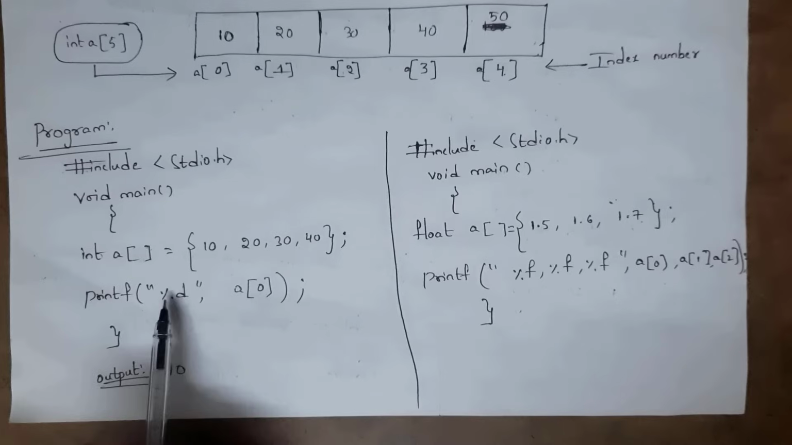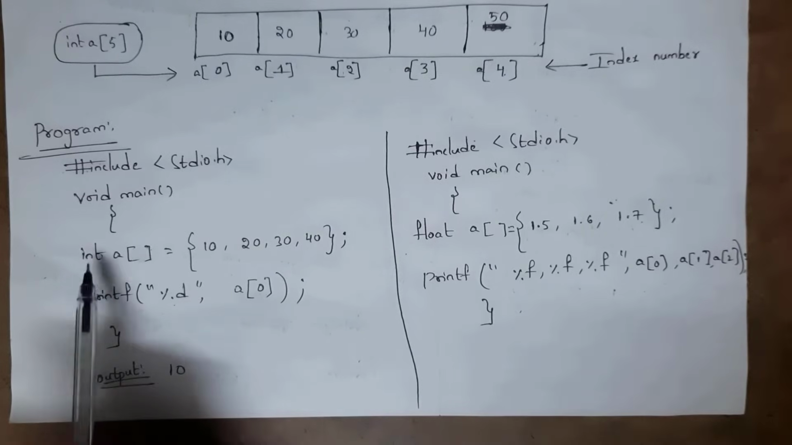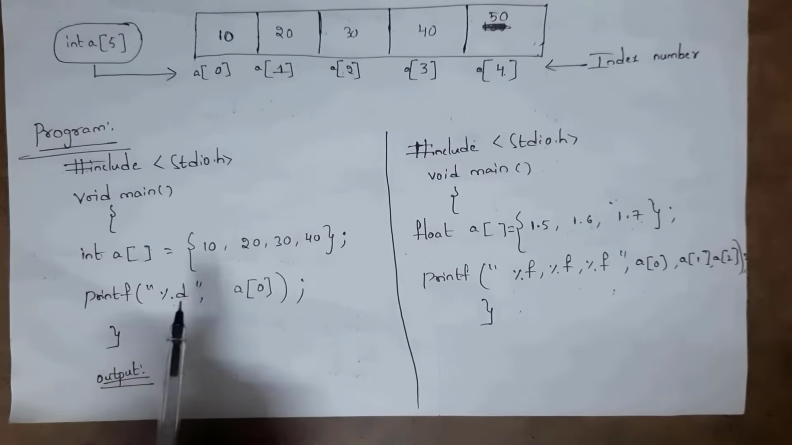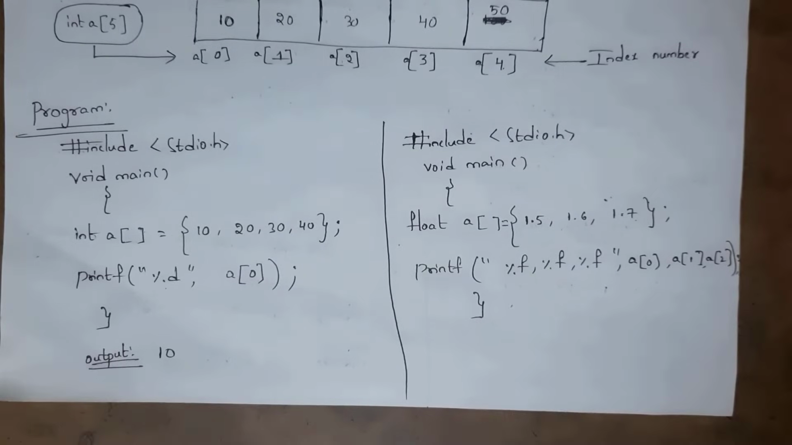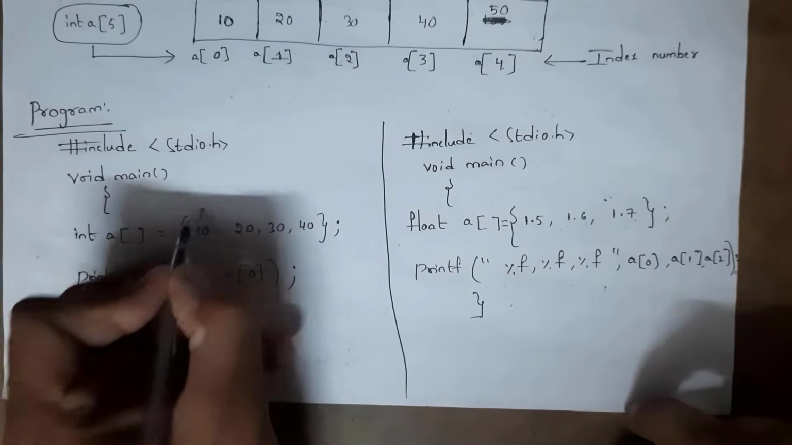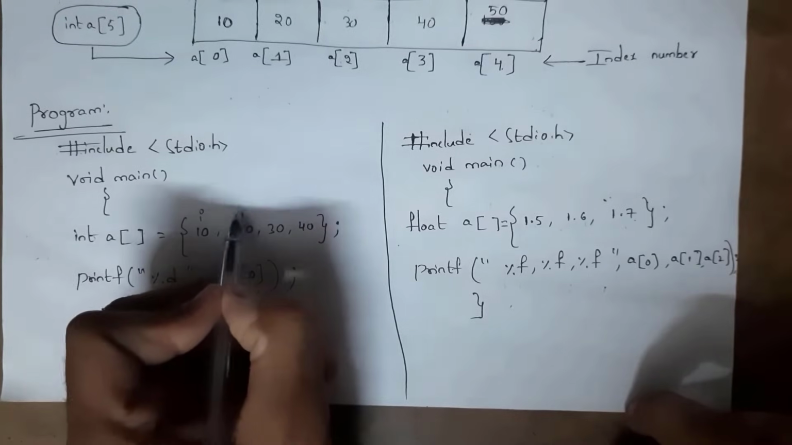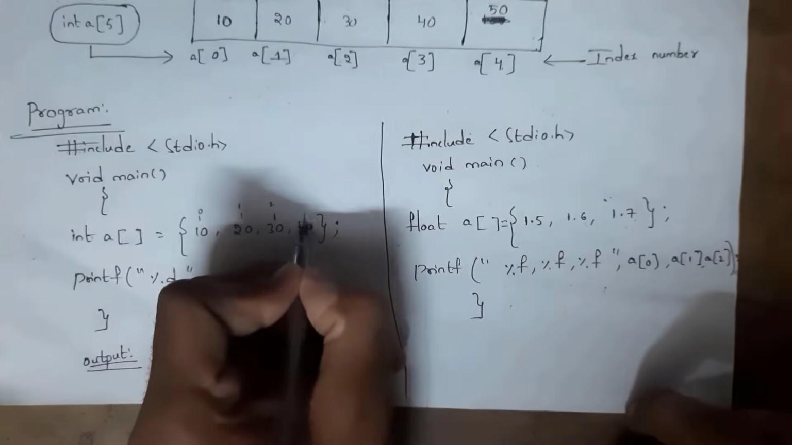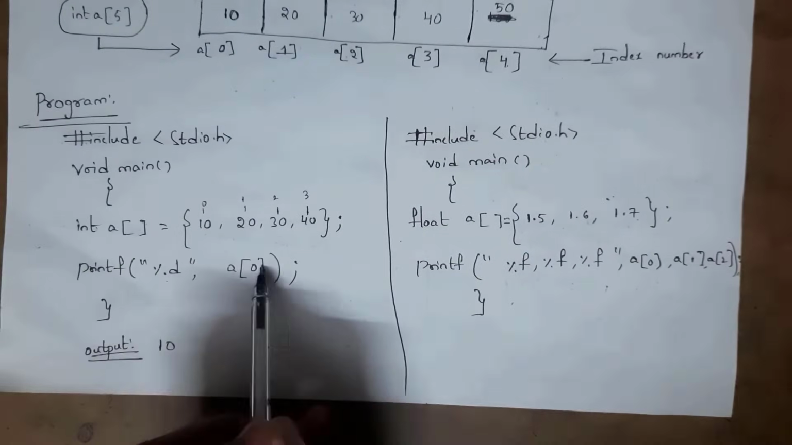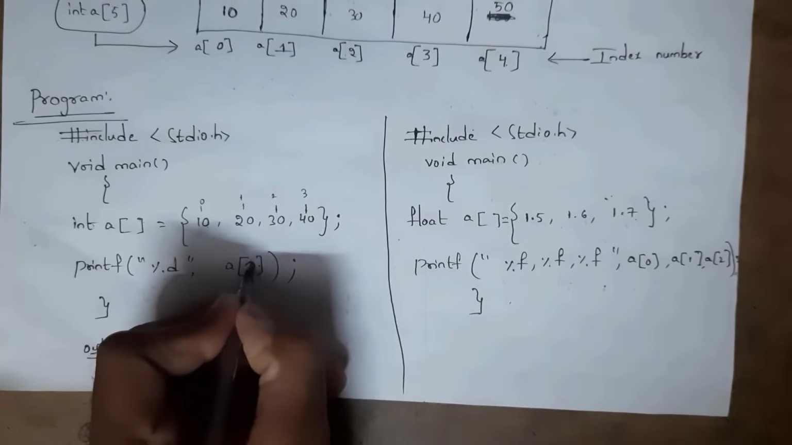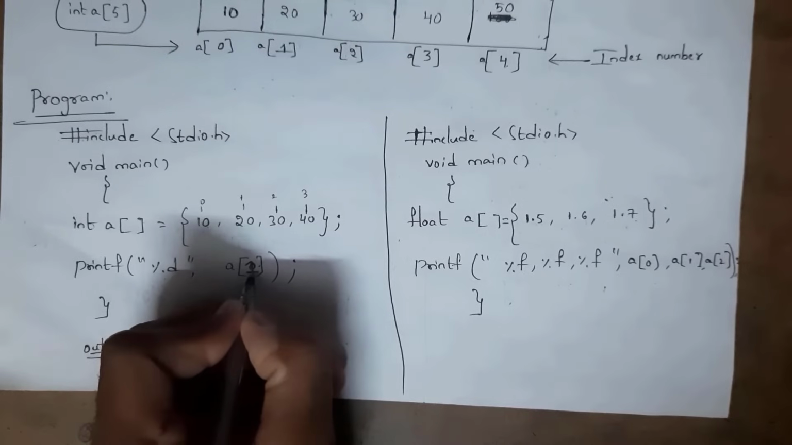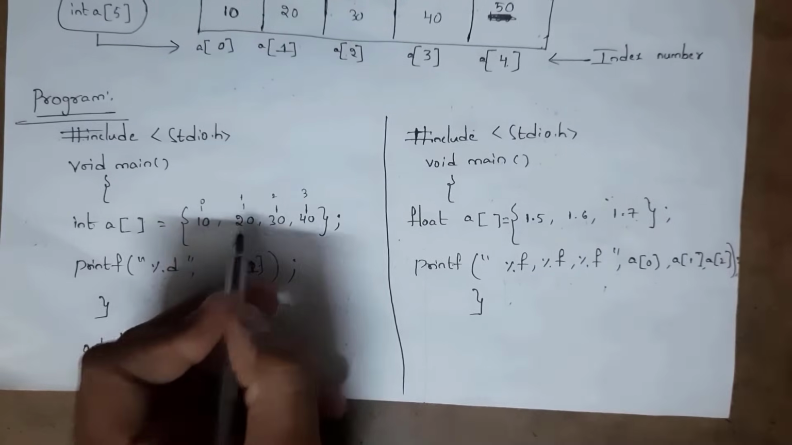Printf %d. Here I took %d because for integer we use the format specifier %d, comma a of 0. That means whatever value is present inside index 0 will be printed as output. I already said before, the first value is stored in index number 0, the second value in index number 1, third in index 2 and fourth in index 3. Here I took a of 0, so output is 10. For example, if I take here a of 1, then the value present in index number 1 will be printed as output. So output is 20.